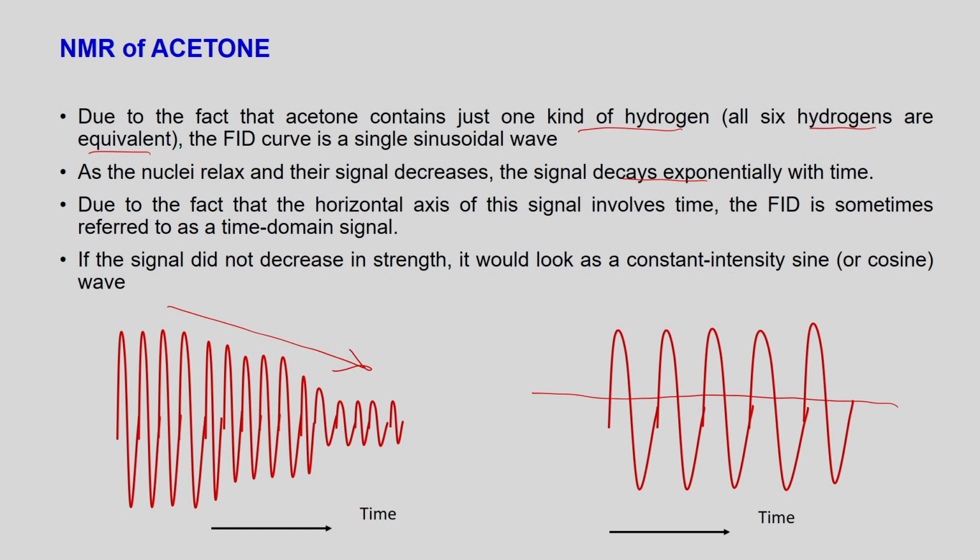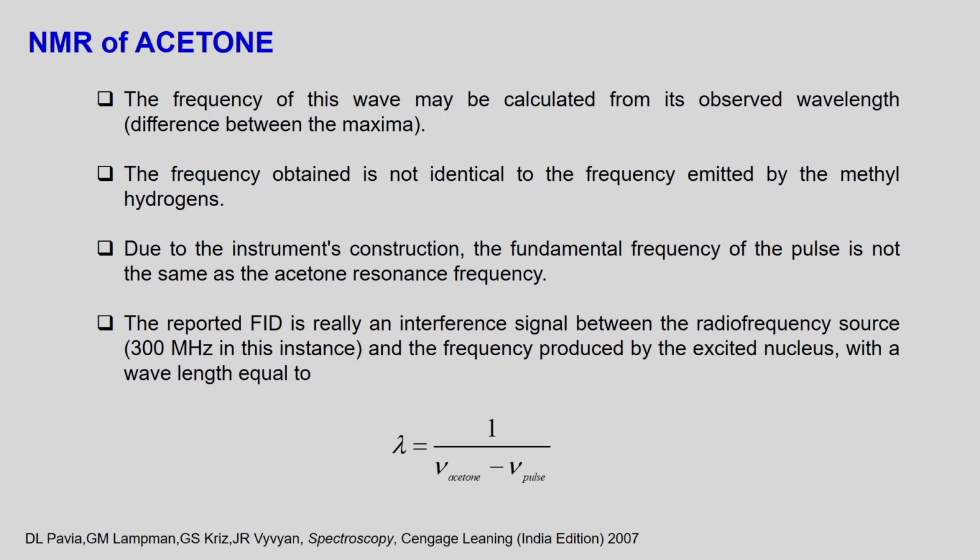So, this has to be converted to a frequency series. That is why we use the Fourier transform. So, that is what we just discussed. We get the signal from the instrument as a time domain signal. The frequency of this wave may be calculated from its observed wavelength. The frequency obtained is not identical to the frequency emitted by the methyl hydrogens.